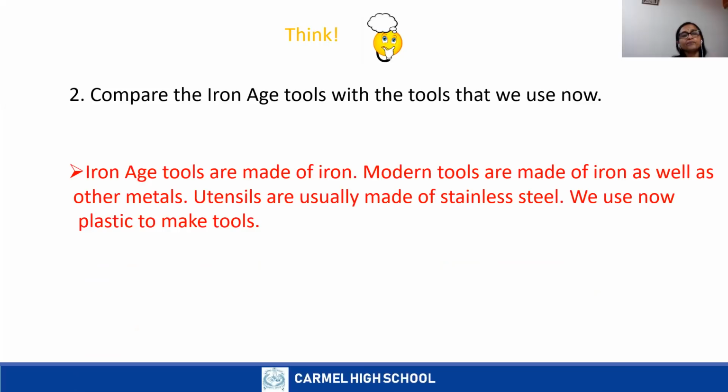You can read. Yes. Iron Age tools are made of iron. Modern tools are made of iron as well as other metals. Utensils are usually made of stainless steel. We use now plastic to make tools.